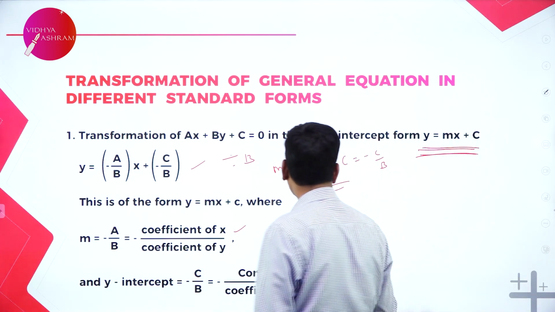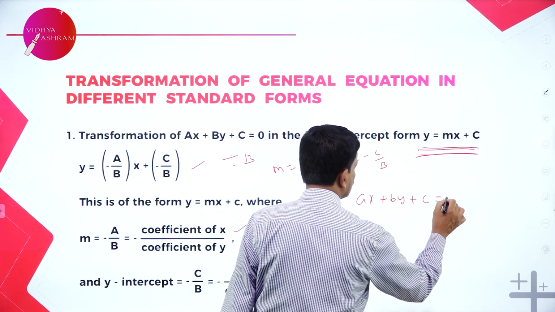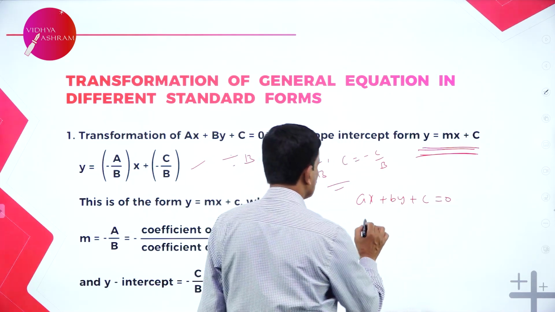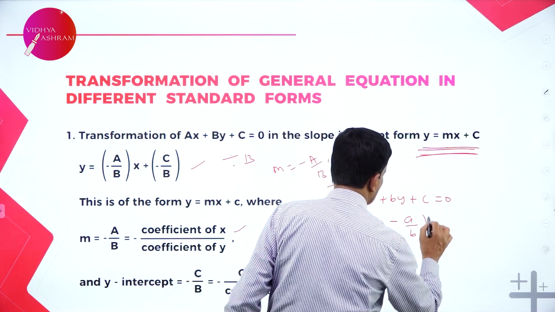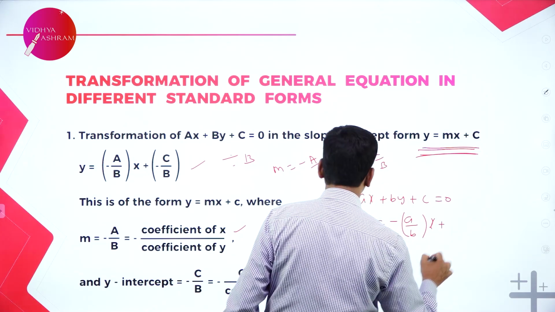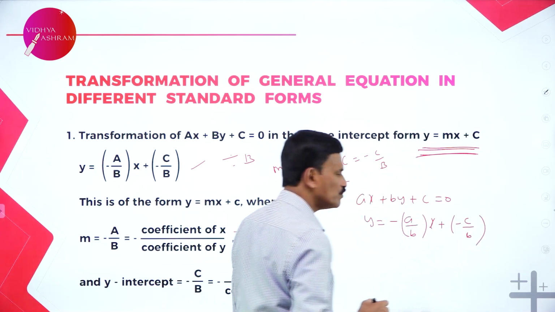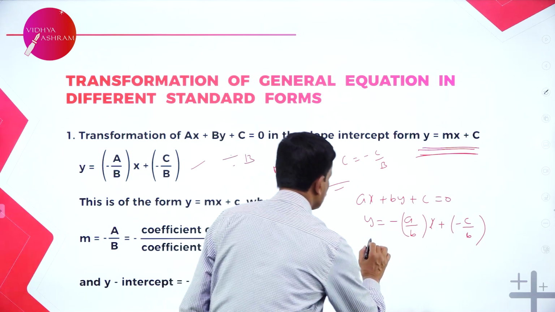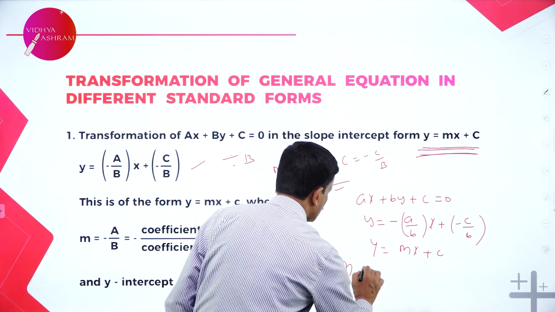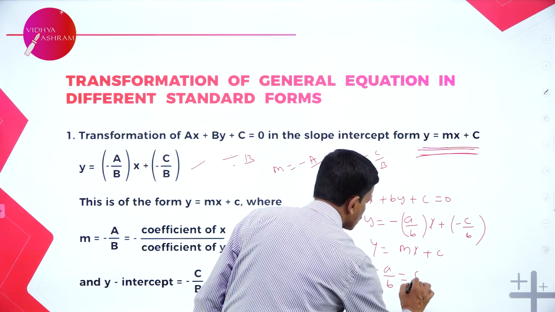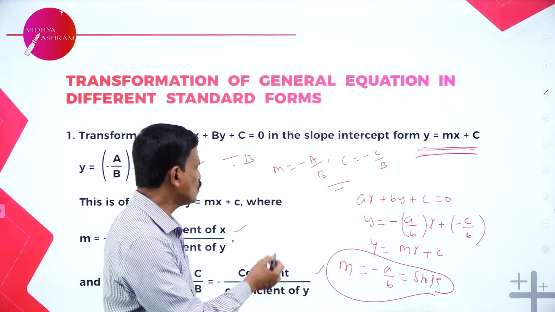So therefore, any equation of the form ax plus by plus c is equal to 0 can be written as y is equal to minus a by b x plus minus c by b. So therefore, if you compare this with y is equal to mx plus c, m is equal to minus a by b, which is called the slope. This is the slope. m is equal to minus a by b is the slope in this case.